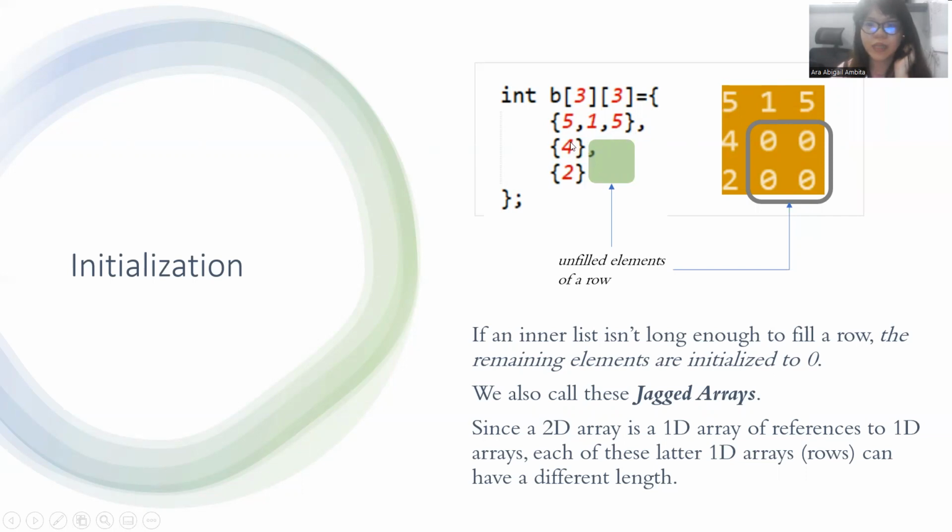The second row has only specified a value for the first column, which is 4. Similarly, for the third row, it specified a value of 2 for the first column, but no value for the last 2 columns. So what your compiler does is fill in these missing values in a specific row with 0. Again, these are called jagged arrays. Since a 2D array is a 1D array of references to 1D arrays, each of these 1D array rows can have a different length.